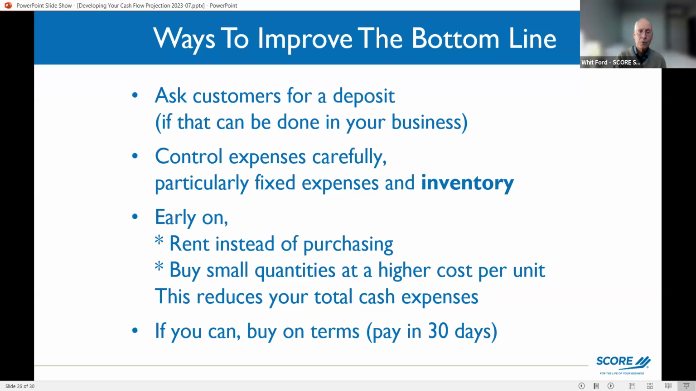But if you are a custom manufacturer, every custom manufacturer I know of always asks for a deposit. That deposit often corresponds to their materials costs. And so that's a good rule of thumb to keep in mind. You don't have to do that, but if you're going to have to buy stuff to do work, you might want to ask the customer for a deposit that will cover the cost of buying the materials. You can be paid for your labor later. Secondly, to control the bottom line, control your expenses carefully, particularly fixed expenses and inventory.